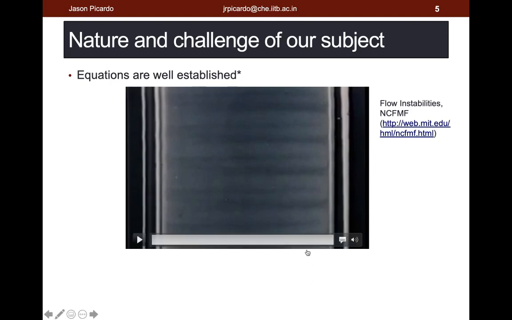So this is just one problem in which there have been decades of study and yet we do not fully understand it. And like this, there's a whole myriad of problems in fluid mechanics that still await understanding, even though they're all governed by the same Navier-Stokes equations.